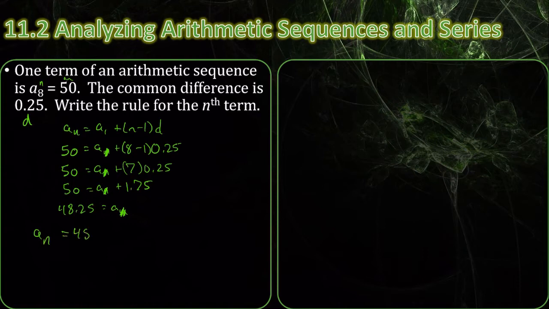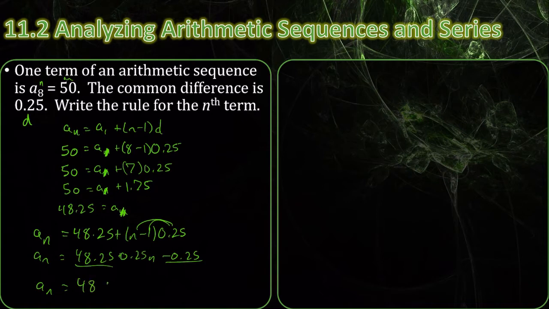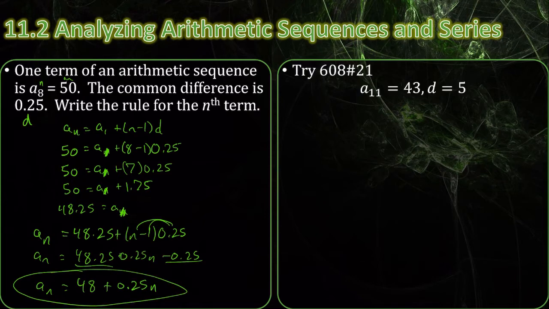an equals a1, which we just found, plus n minus 1 times d. Distribute. 0.25n minus 0.25. Well, we can combine those and end up with 48 plus 0.25n. Why don't you try number 21? When you're done, you should end up with an equals 5n minus 12.